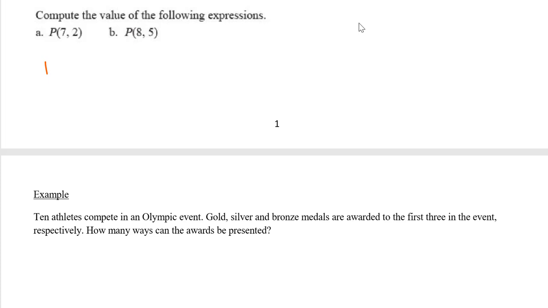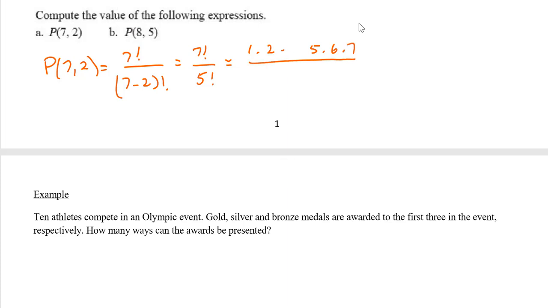So using the formula, we get 7 factorial divided by (7 minus 2) factorial, which is 7 factorial divided by 5 factorial. You could just multiply 1, 2, all the way to 5, 6, 7, and then here you have 1, 2, all the way to 5. So everything cancels out, and we end up with 6 times 7, which is 42.